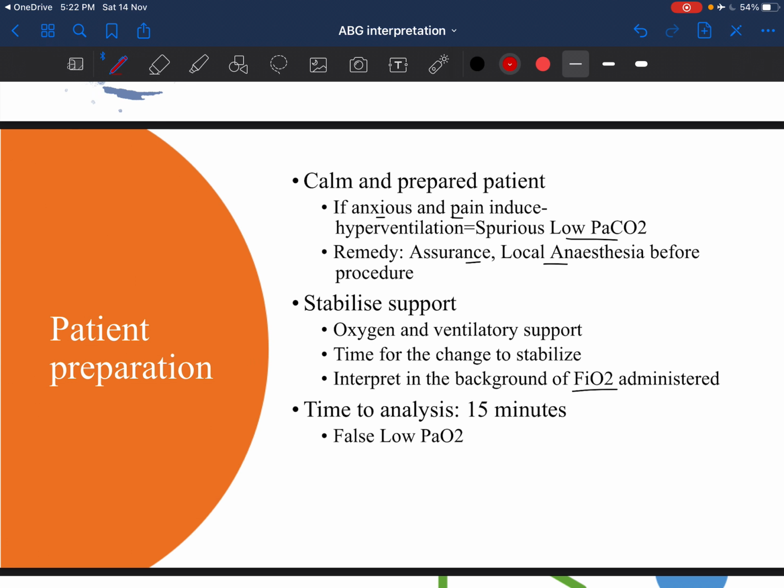For example, suppose a patient with say ARDS has a PaO2 of 350, all theoretical values. This PaO2 looks fine, right? Normal is 80 to 100, this patient is having 350, that means it's obviously fine. But if you look, the FiO2 is kept at 100%. For an FiO2 of 100%, I would actually have expected a PaO2 of 500 millimeter of mercury. You get my point. So always interpret your PaO2 in the background of the fraction of inspired oxygen that you are administering.